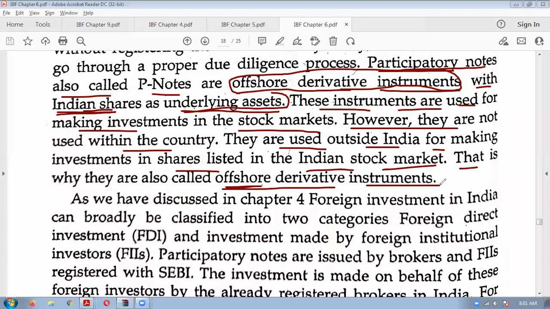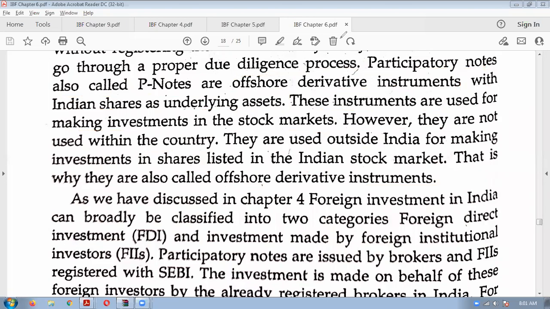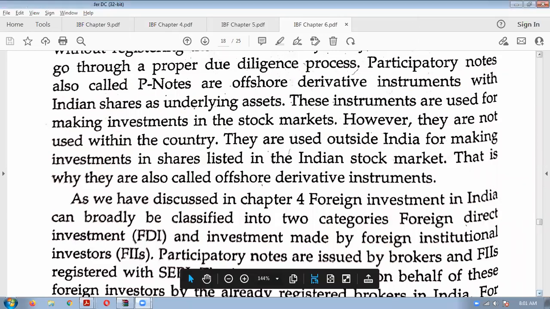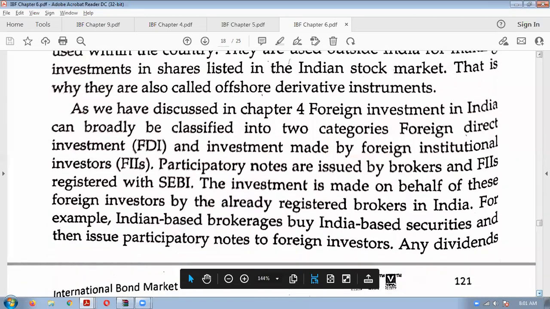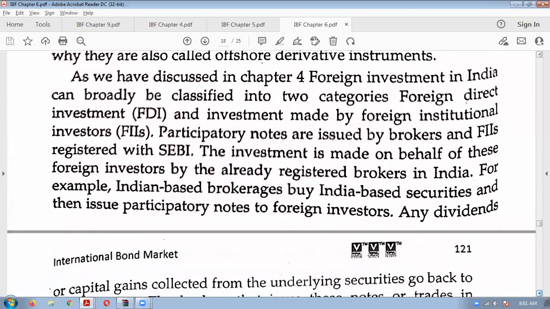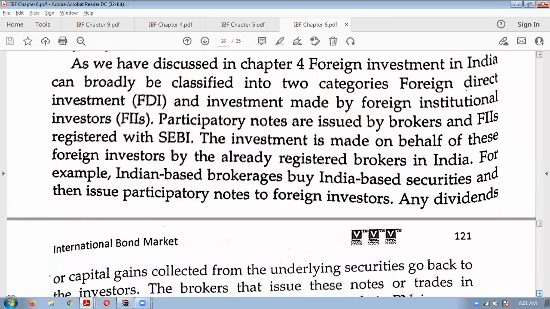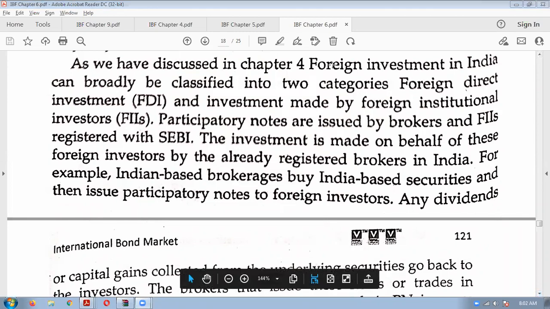Clear this much, everybody? What is a P note? Understood, everybody? A P note is an offshore derivative contract instrument because it will derive its value from the Indian shares, which are the underlying asset for the P notes.